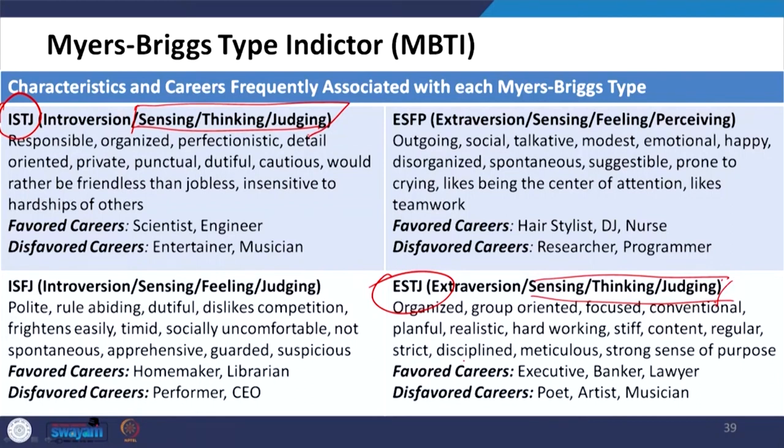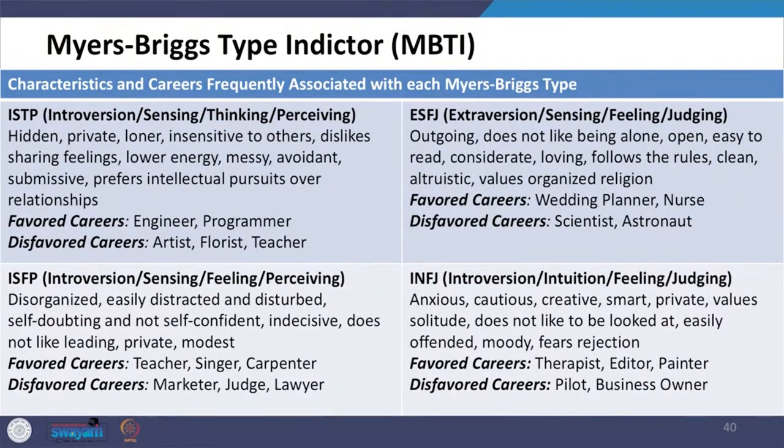As we have talked about the big five model also, we have found that if a person is socialized, with extroversion, his leadership style will be more appropriate for an executive, banker, or lawyer. While if the person is ISTP, introversion, sensing, thinking, and perceiving, that is an engineer or programmer.